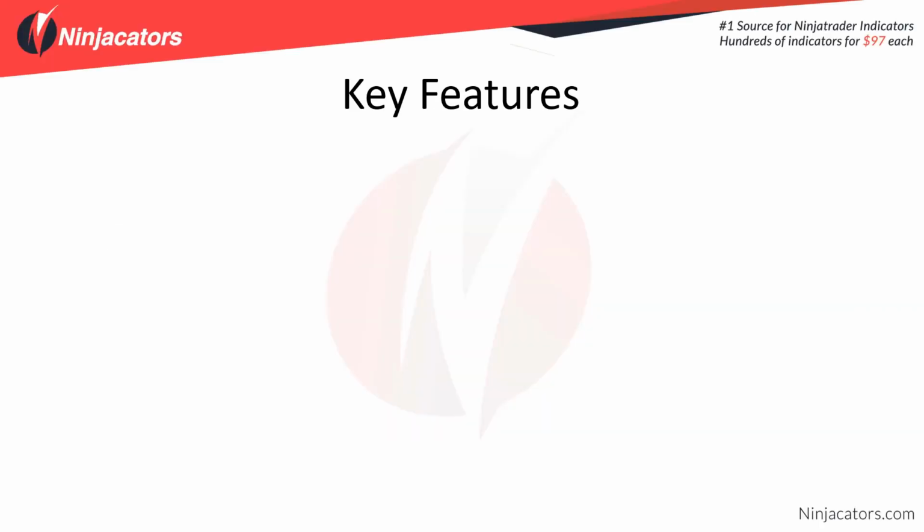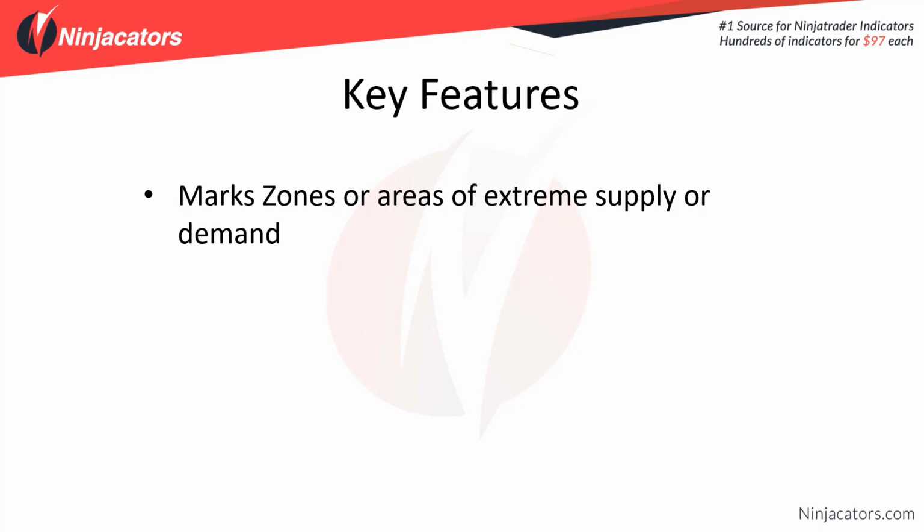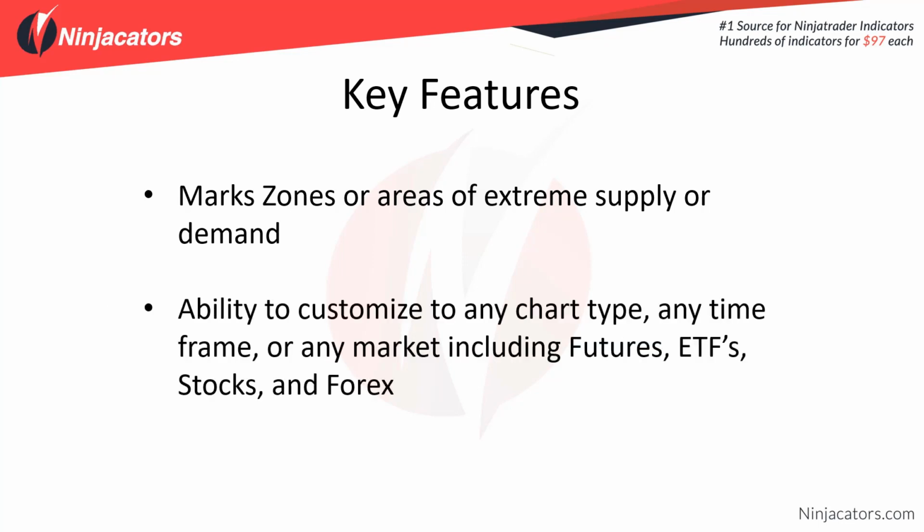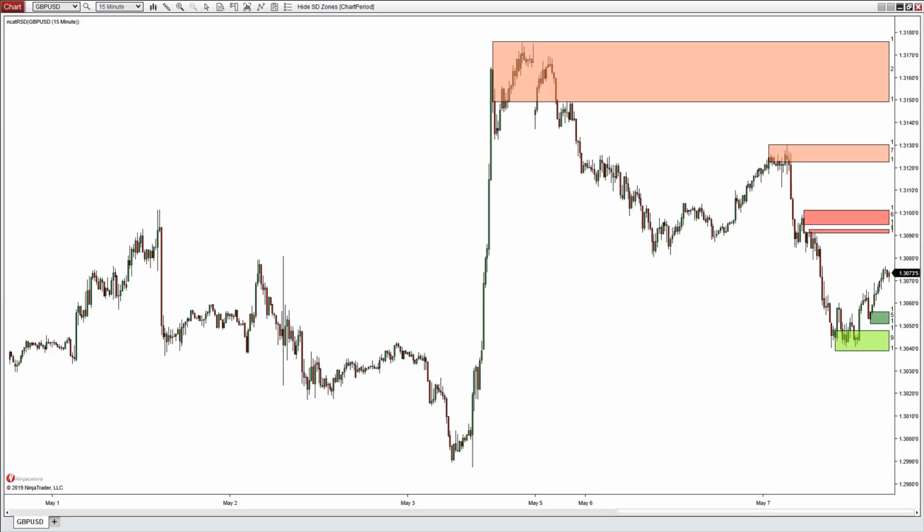So some of the key features of this tool is it marks zones or areas of extreme supply or demand, and has the ability to customize to any chart type, any time frame, or any market, including futures, ETFs, stocks, and Forex. Now here's what the tool looks like. You have the pound dollar here on a 15-minute time frame. You put this on any time frame, and you can see that you have these red zones here. This is your supply zone. You have a couple supply zones, and you have a couple of these green zones here, which are demand zones.